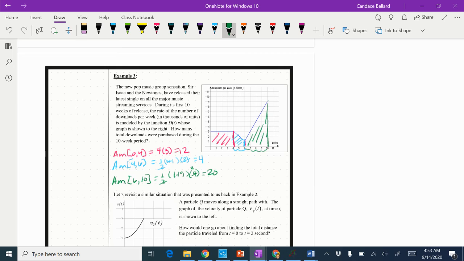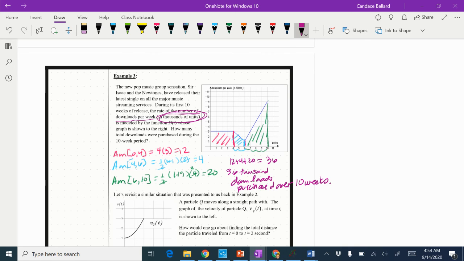So for my total area, I add those three numbers up: 12 plus 4 plus 20, which equals 36. But what does that 36 really represent? Remember that it said it's the rate of the number of downloads per week in thousands of units. So this represents 36,000 downloads, and those were purchased over the 10 weeks.